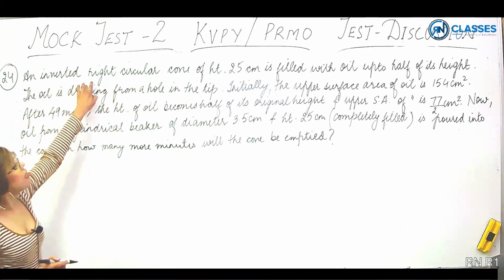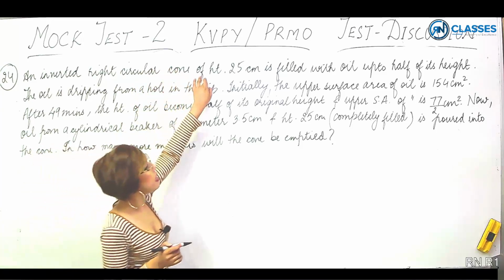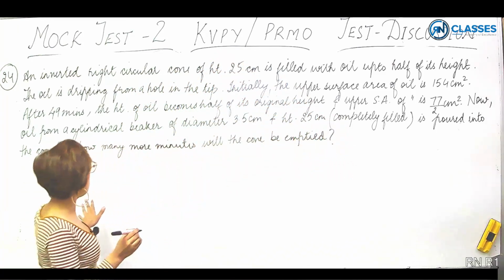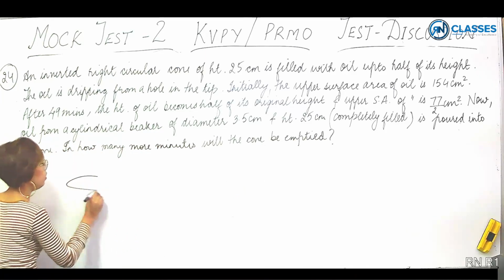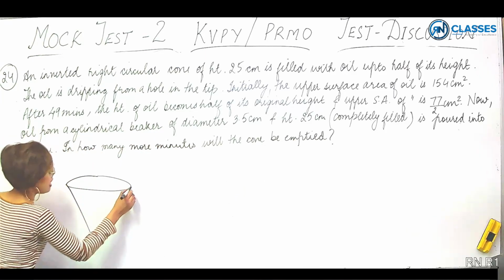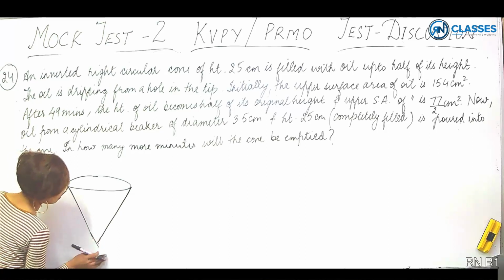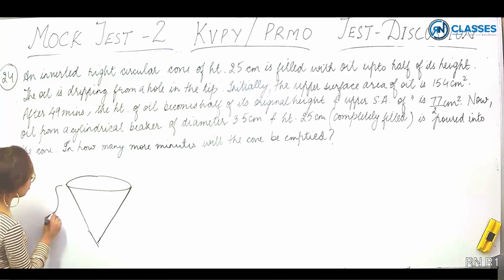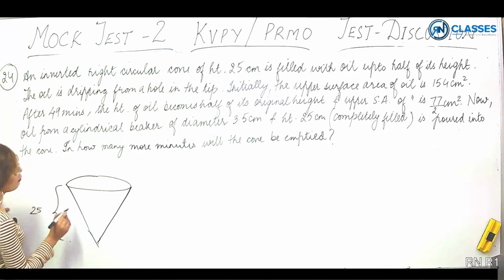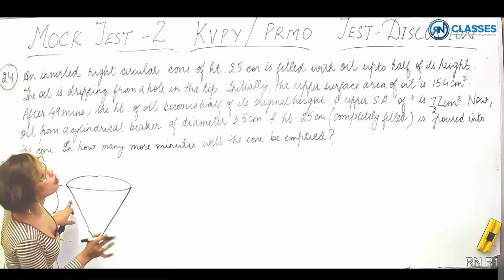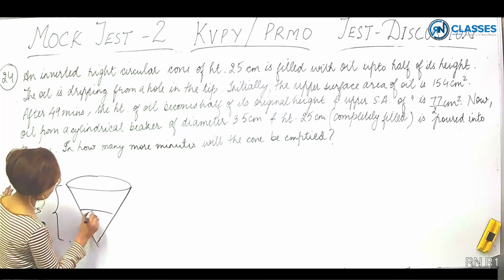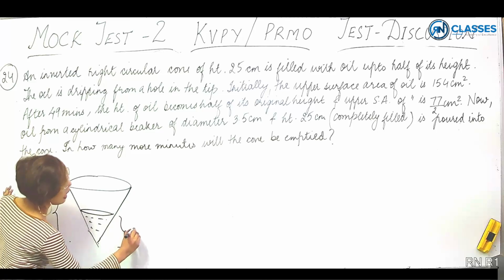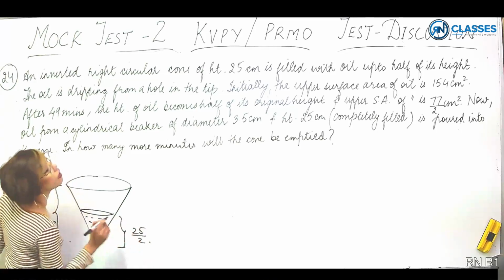An inverted right circular cone of height 25 centimeter is filled with oil up to half of its height. First of all, I am talking about the inverted cone. So it looks something like this. It is half filled with oil. This looks like an inverted cone? Yes. First of all, height is 25. Half filled is filled with oil up to half its height. So this is my oil. And suppose this height has to be 25 by 2.